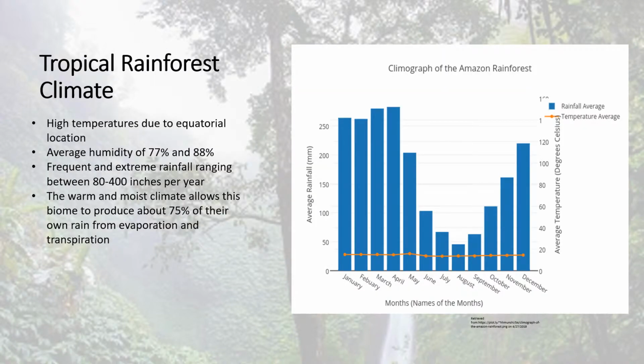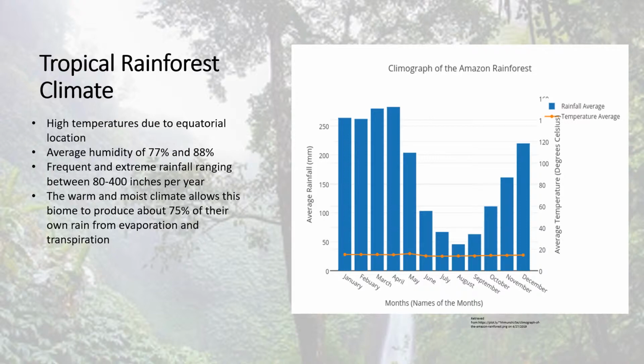The general climate for this biome is hot and humid. The tropics receive a lot of direct sunlight, which causes the high temperatures that then cause the high humidity of this region. Having high humidity produces the frequent rainfall that averages between 80 to 400 inches per year.